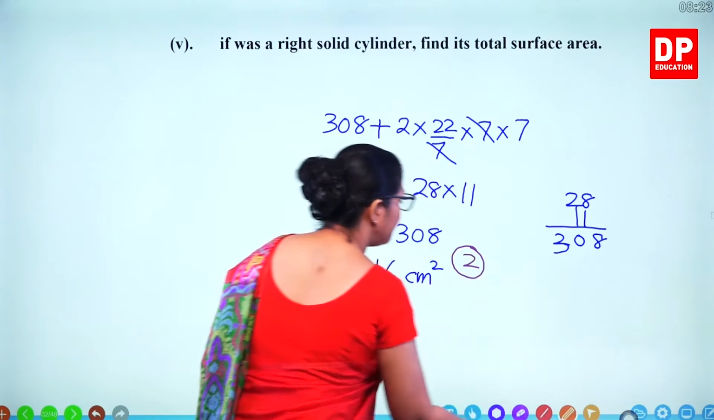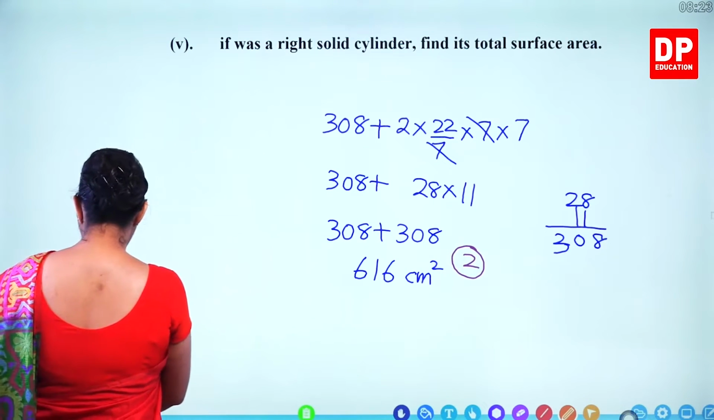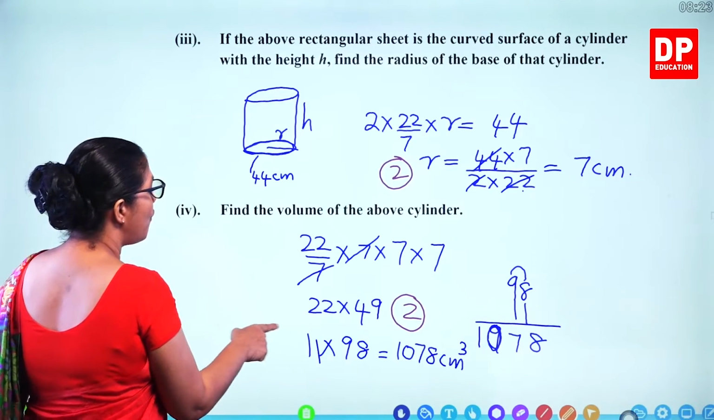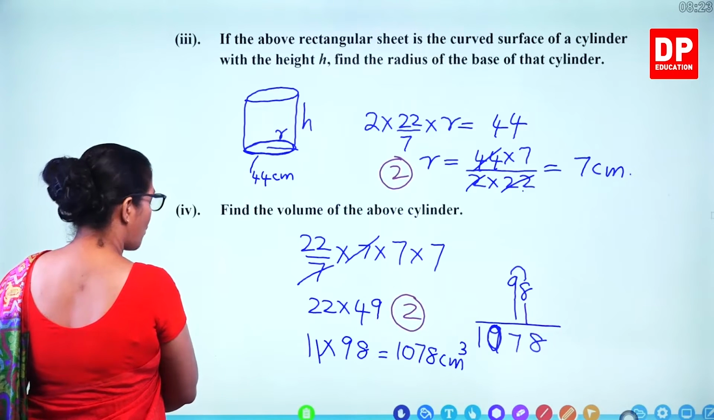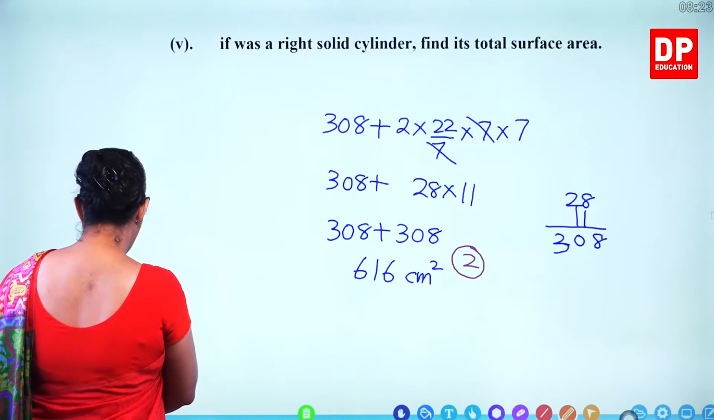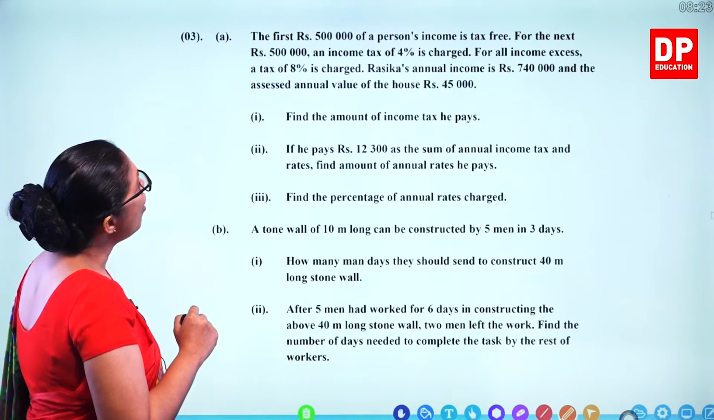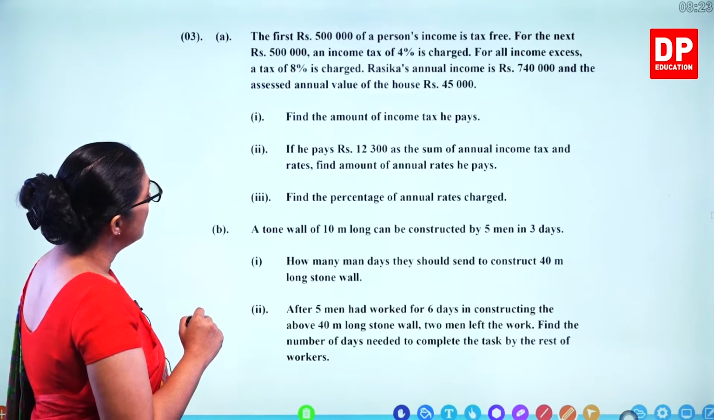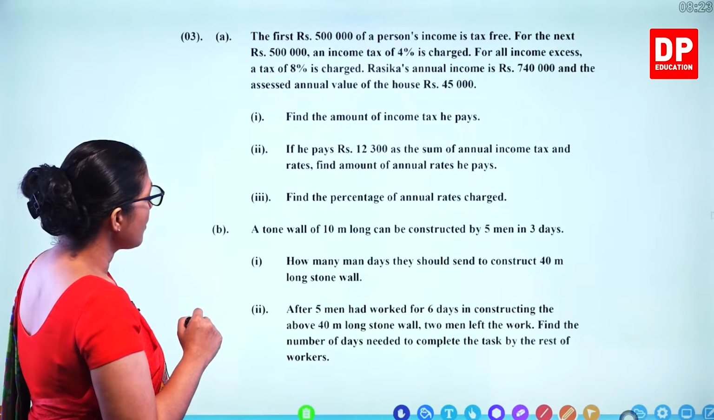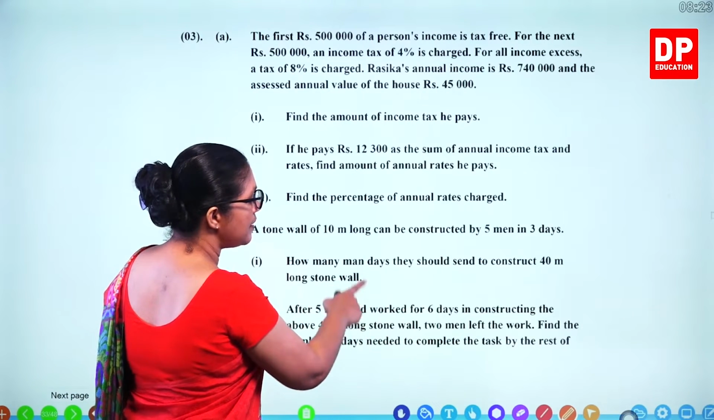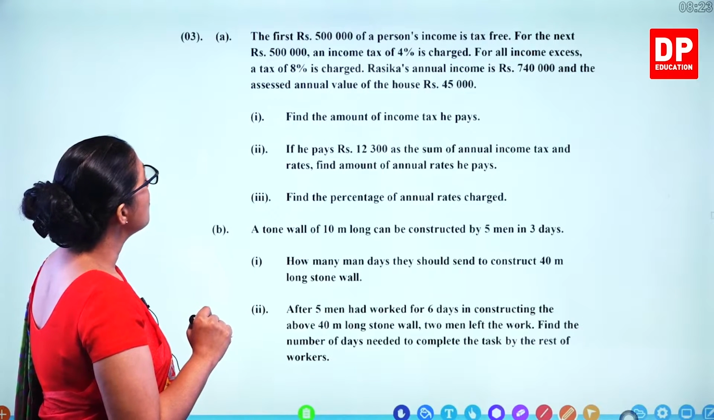So, altogether we gave 10 marks. Let's see. 2 and 4, 6 and 4, 10 marks. So, question number 2 also 10 marks. Let's do question number 3. That's about tax and rates. So, we'll do separately.